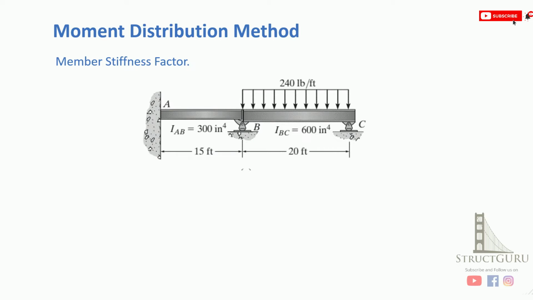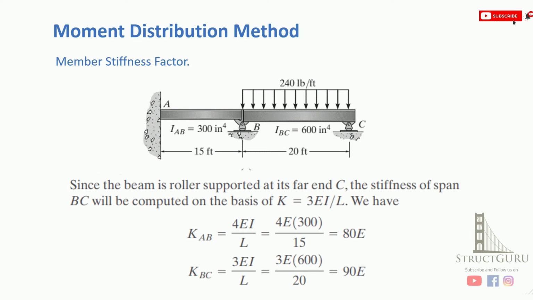Now let's understand how this formula is used by considering this example. First we need to find the member stiffness for AB. Member stiffness for AB is 4EI over L. As you can see, if you're looking at joint A from joint B, the far end is fixed, so we use this formula, and it gives a stiffness of 80 times E. Now, to compute the member stiffness for member BC, the far end is a pin or roller. This is actually a rocker support. So KBC becomes 3EI over L, and it gives 90 times E as the value of member stiffness.